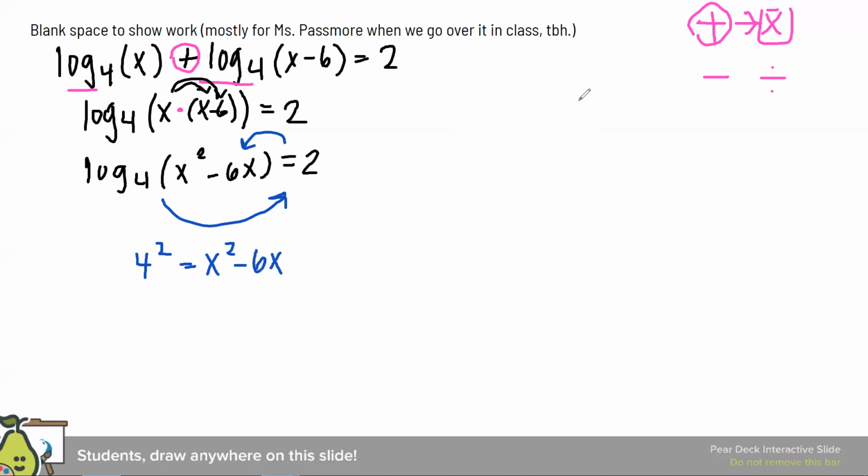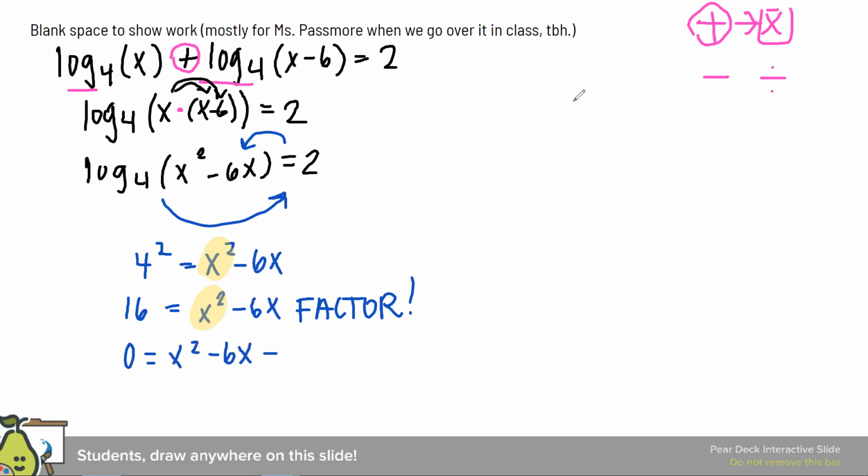4 squared is 16. And remember, our goal was to solve, and whenever we're asked to solve for something that involves an x squared term, a quadratic term, think of your favorite F word, favorite mathematical F word, I should say: factor. So we're going to need to factor this, and when we factor things, we need everything moved onto one side. So I'm just going to subtract 16 from both sides. I'm going to get 0 equals x squared minus 6x minus 16.